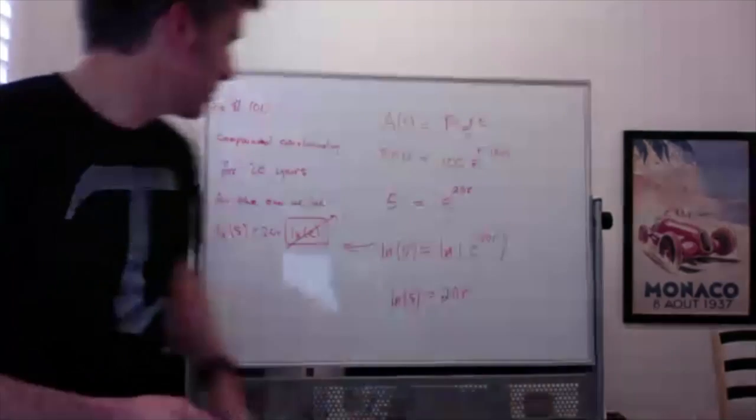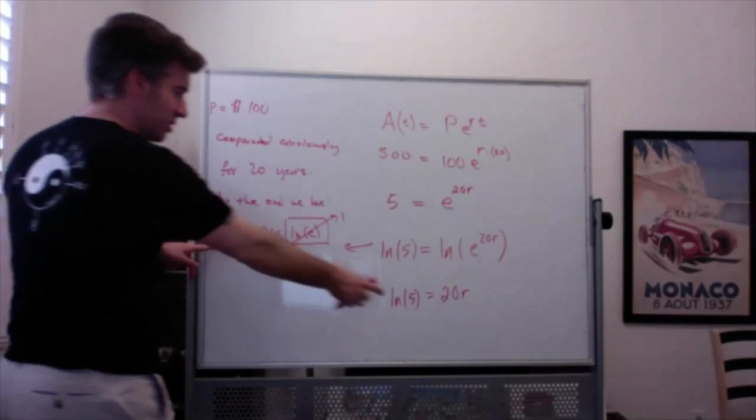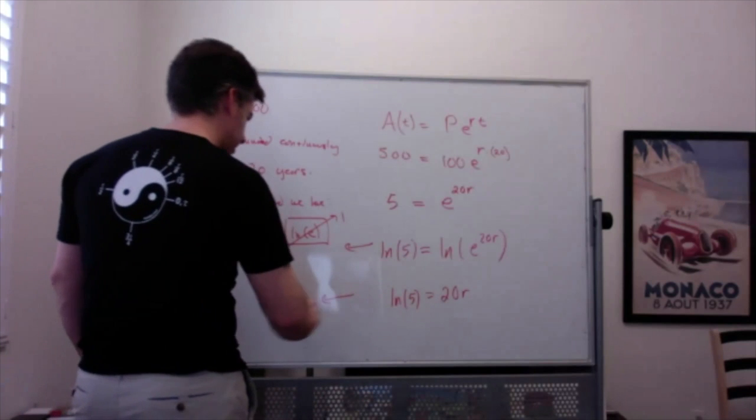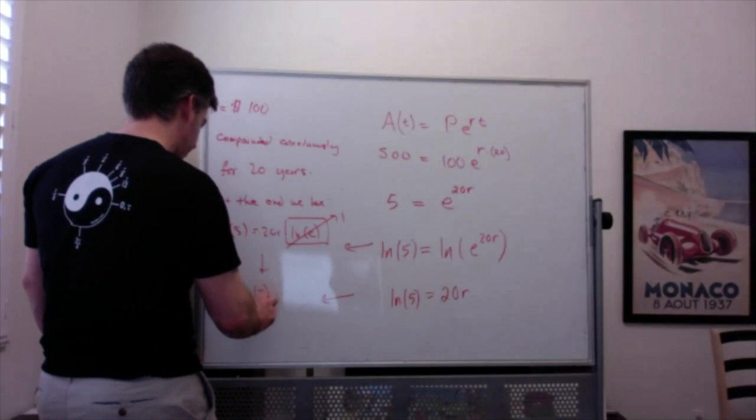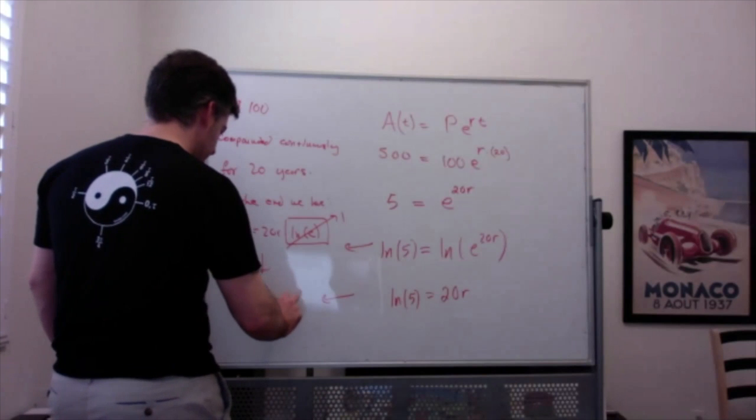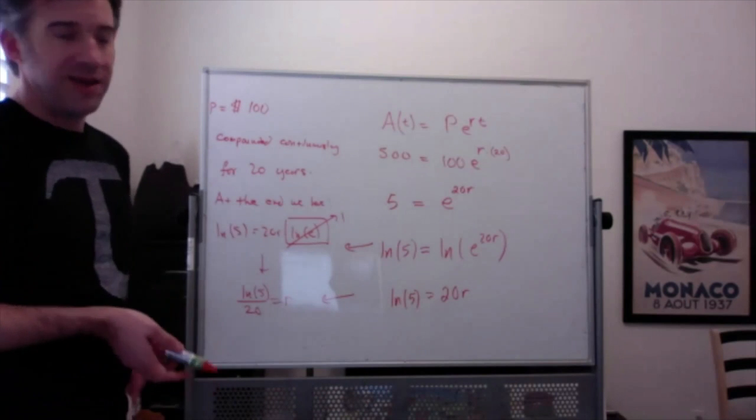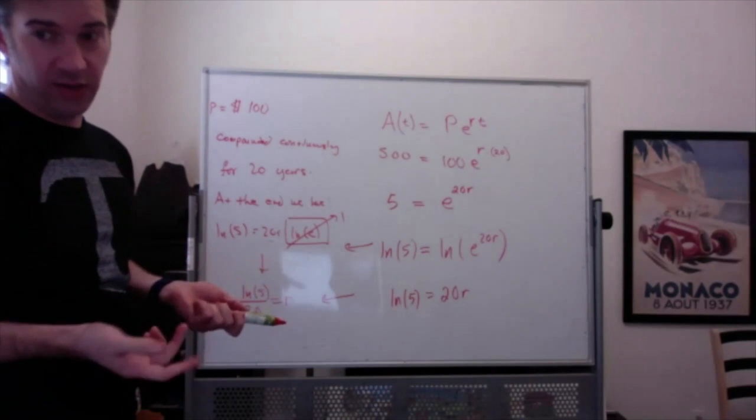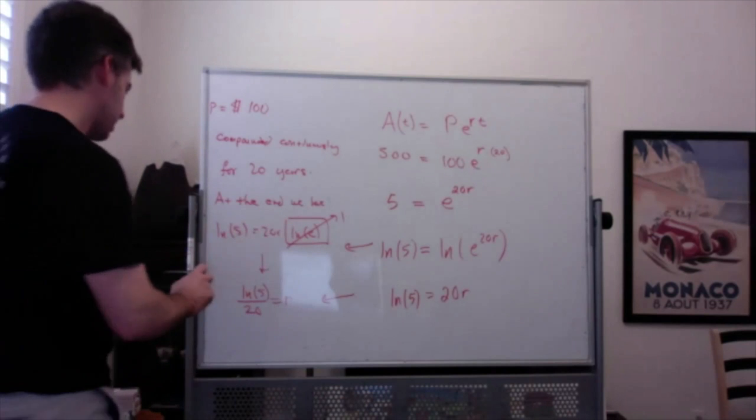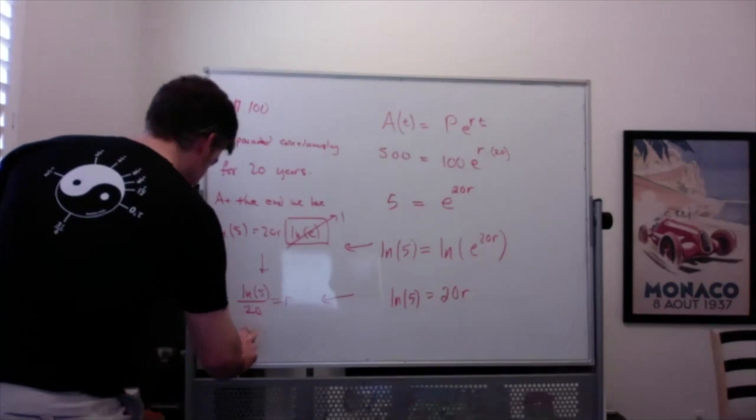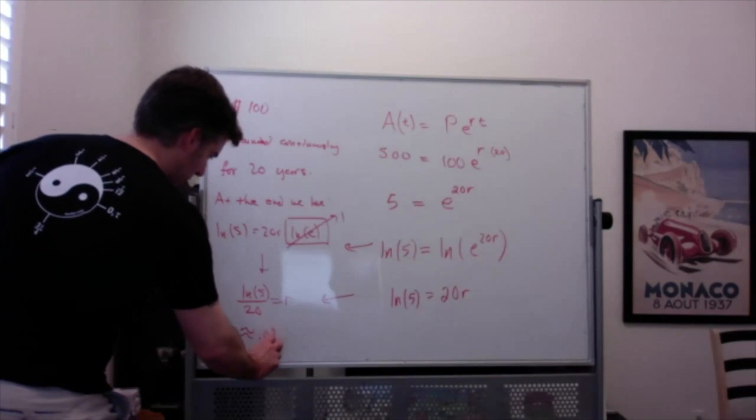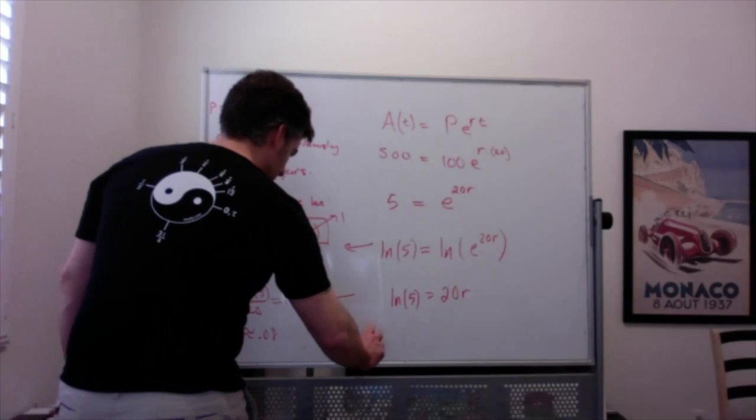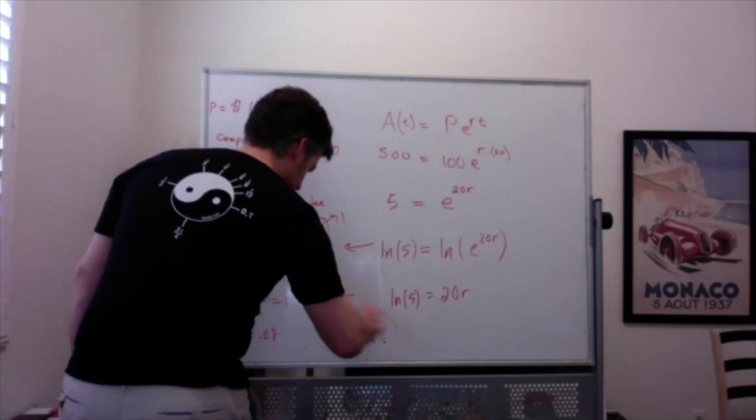Okay. So either way we're solving this equation. Divide both sides by 20 to get that natural log of 5 divided by 20 is equal to your interest rate. Now, that's not a very nice answer, so we should use a calculator. If you do that, you get that r is approximately 0.08. So I would say that the interest rate is approximately 8%.